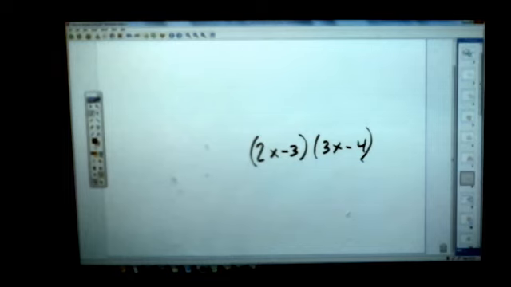This is my hope that you got 6x squared. Yes. Minus 17x. Yes. Plus 12. Yes.